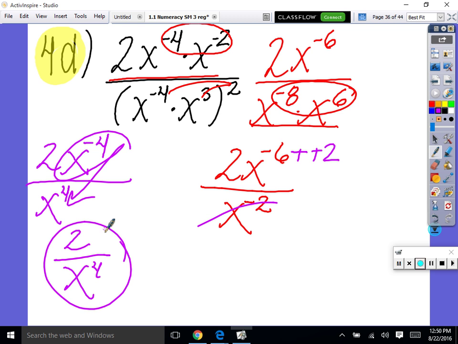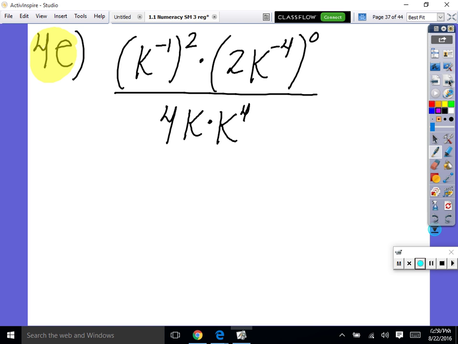Good question. Why don't we take 2 with it? Is 2 connected to x to the negative 4? No, just by multiplication, right? This is 2 to the positive 1, which isn't a negative exponent. Good question. Okay.